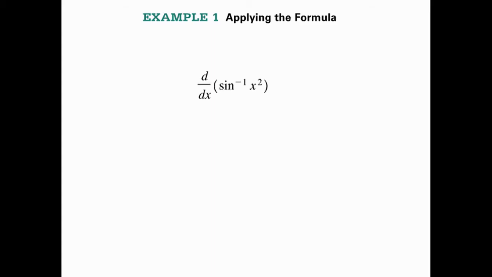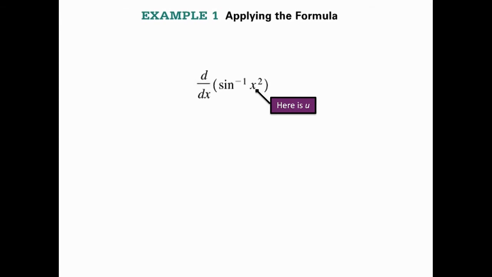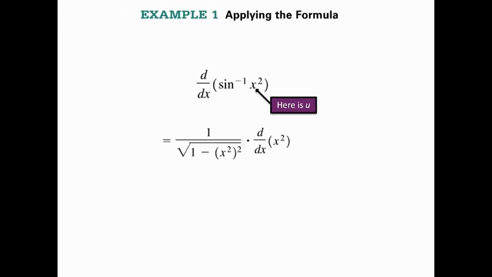Here's the first one. It says find the derivative of the inverse of sine function of x squared. So the derivative of arcsine is the formula of 1 over the radical of 1 minus u squared times du dx. So the first thing you want to do is figure out what's your u. In other words, what's inside your arcsine function. So this is my u function. It's just x squared.